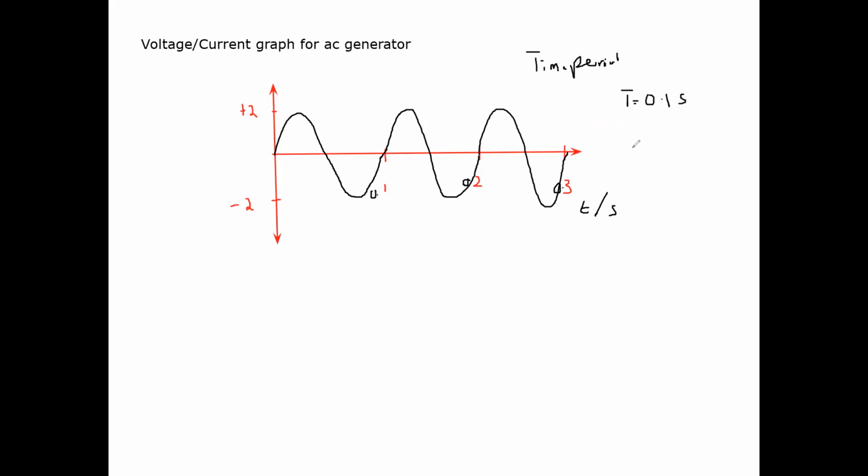What about the frequency? Frequency is the reciprocal of the time period. So what about frequency? 1 divided by the time period, or 1 divided by 0.1. What is the frequency? That is 10 hertz.